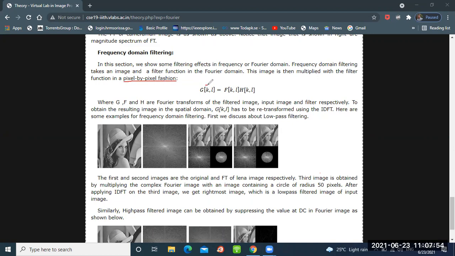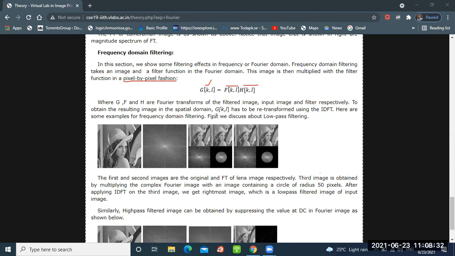Now suppose this is my filter function, and this is my original image. It is multiplied by F(k,l) and H(k,l), where G, H, and F are the Fourier transforms of the resulting image, the filter, and the input image respectively, to obtain the resulting image in the spatial domain. Here we have to transform back using the IDFT. Below, there are some examples also given.